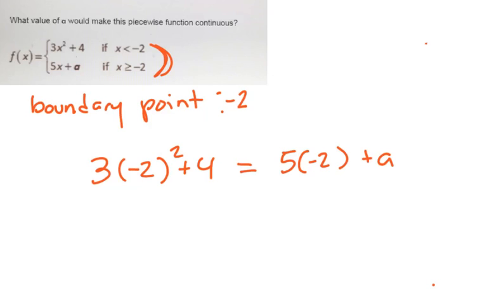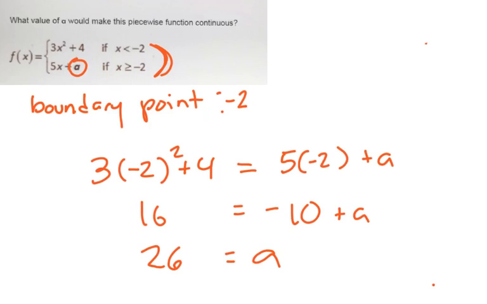So what do we have here? We have a 4, a 12, and a 16 on the left. On the right, we have a -10 plus a. I'll add 10 to both sides, and we know that a has to be 26. So this number has to be a 26 in order for this piecewise function to be continuous at the point -2, at that boundary point.